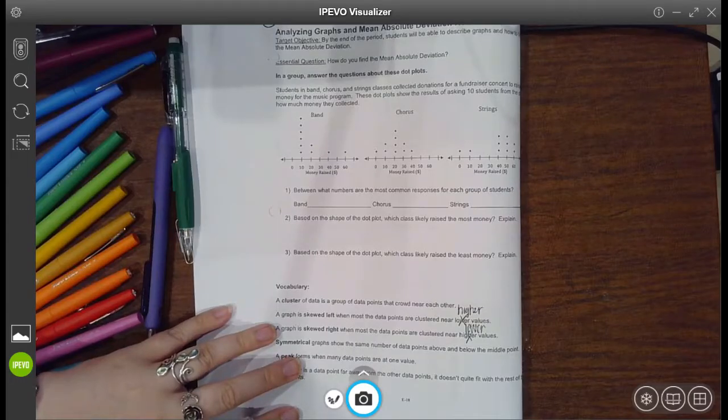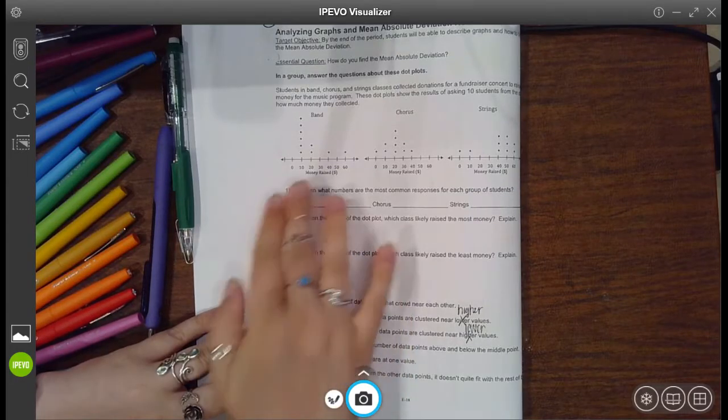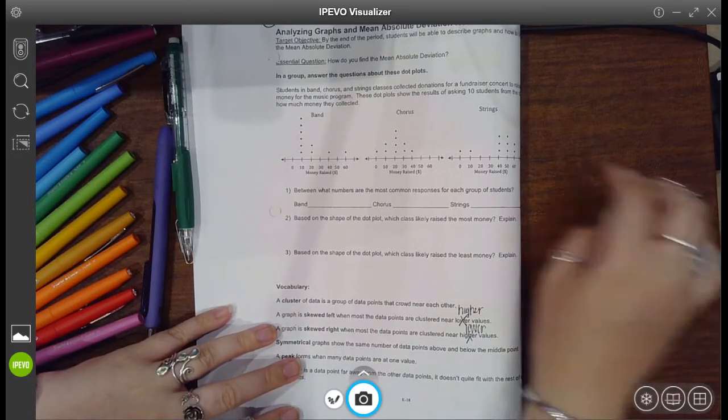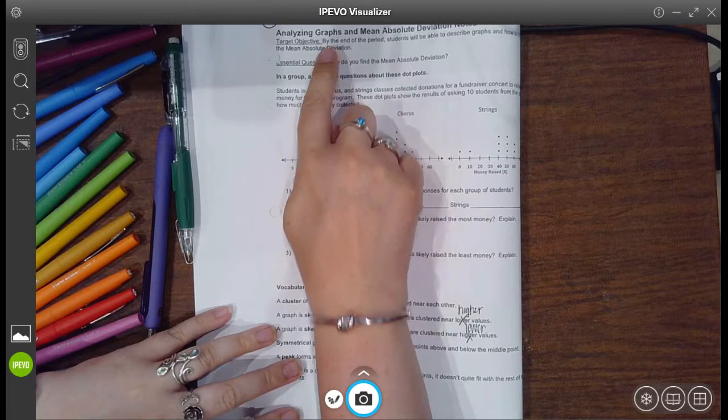Hello, my little mathematicians. Today, we're going to use these dot plots to help us explore some of the vocab that's important to know when you're analyzing graphs.